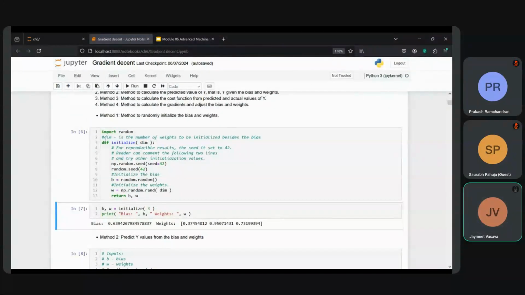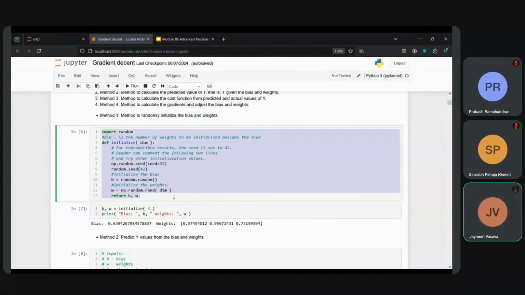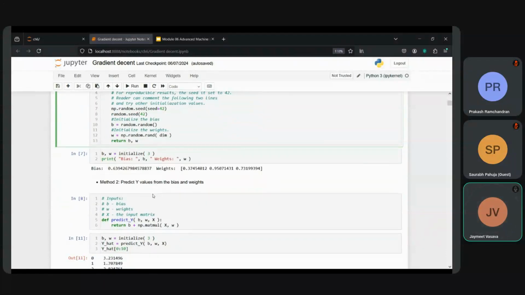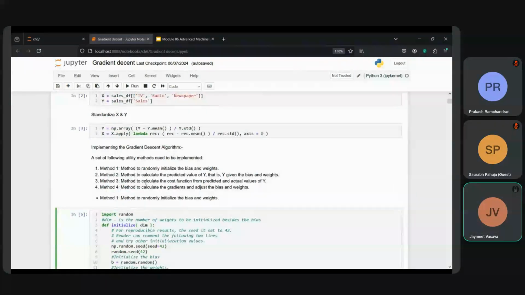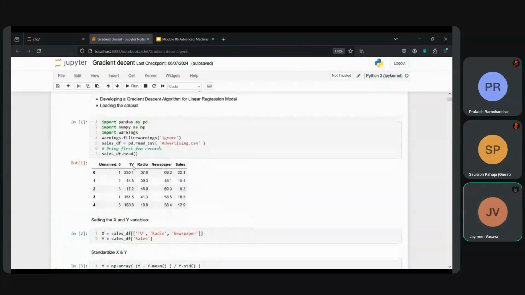We saw it till we defined the initialize function, which took the number of dimensions it takes. We are going for... okay, let me just start it again.